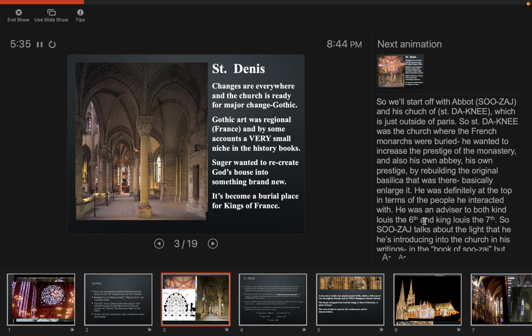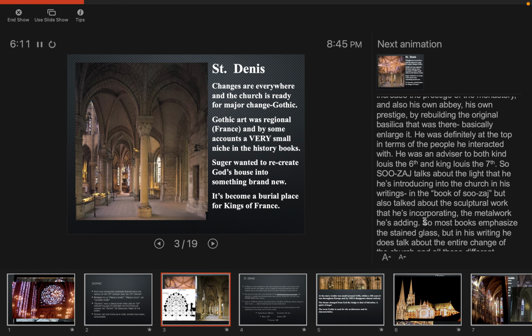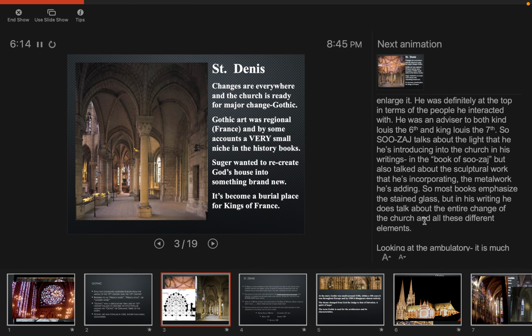We'll start off with Abbot Suger and his church of Saint Denis, which is just outside of Paris. Saint Denis was the church where the French monarchs were buried. He wanted to increase the prestige of the monastery and also his own prestige by rebuilding the original basilica that was there, basically to enlarge it. He was definitely at the top in terms of the people he interacted with. He was an advisor to both King Louis the Sixth and King Louis the Seventh.